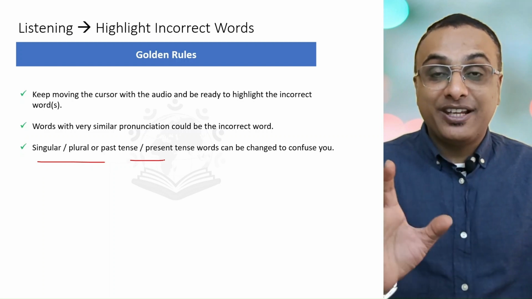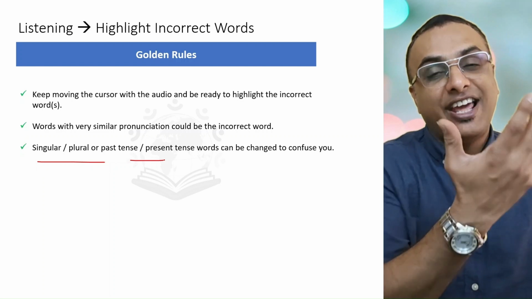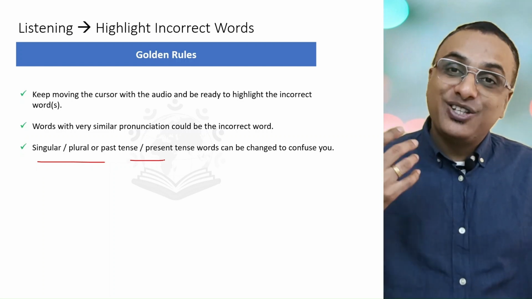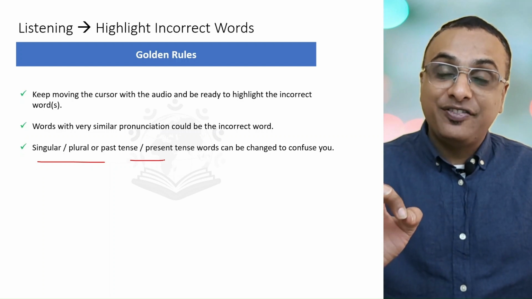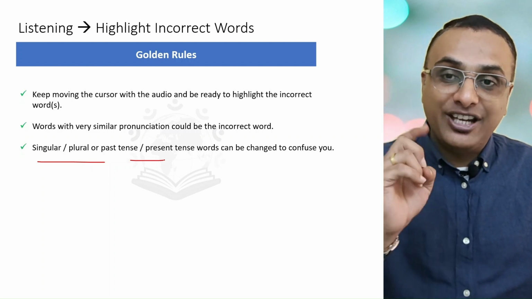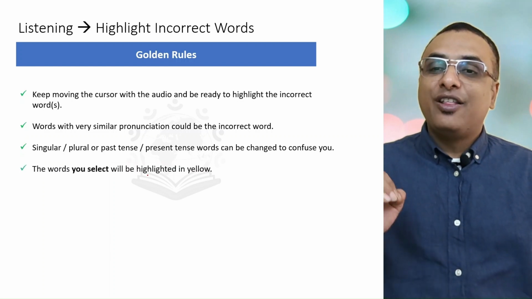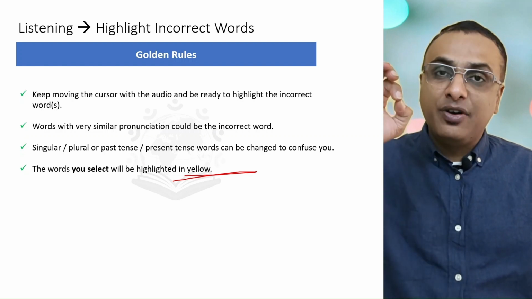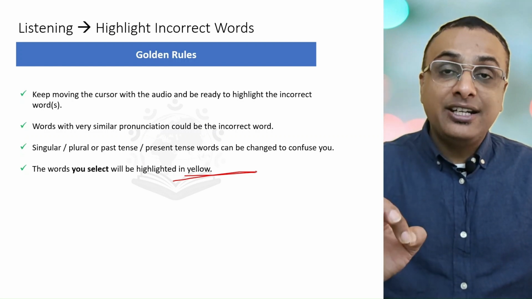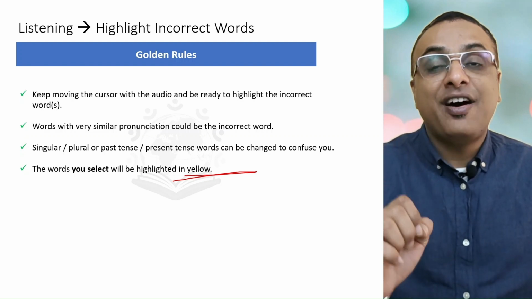So it could be something like this. Or for example, fly, flew, flies, or flying as well. So they can give in any form. You would have to identify that incorrect word while you're listening to the audio. Last but not the least, the words you select will be highlighted in yellow. Whatever word you select will be highlighted in yellow to indicate that this is the word that you have marked.